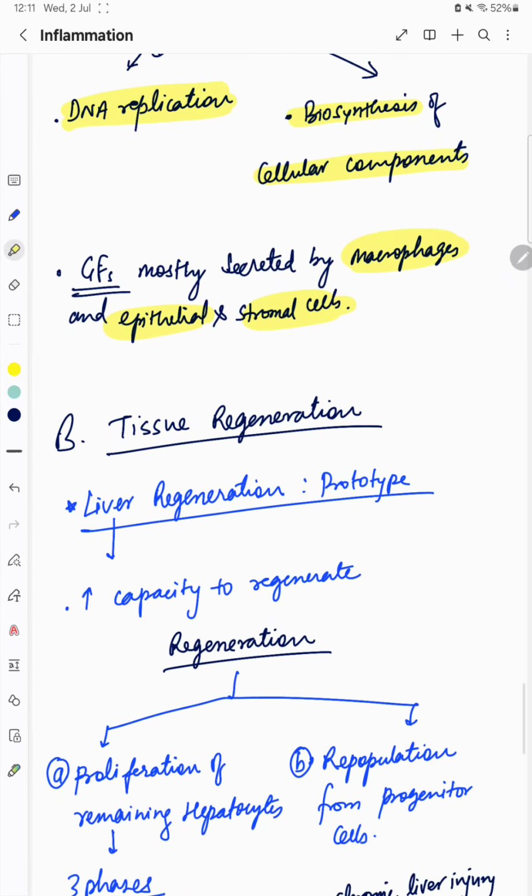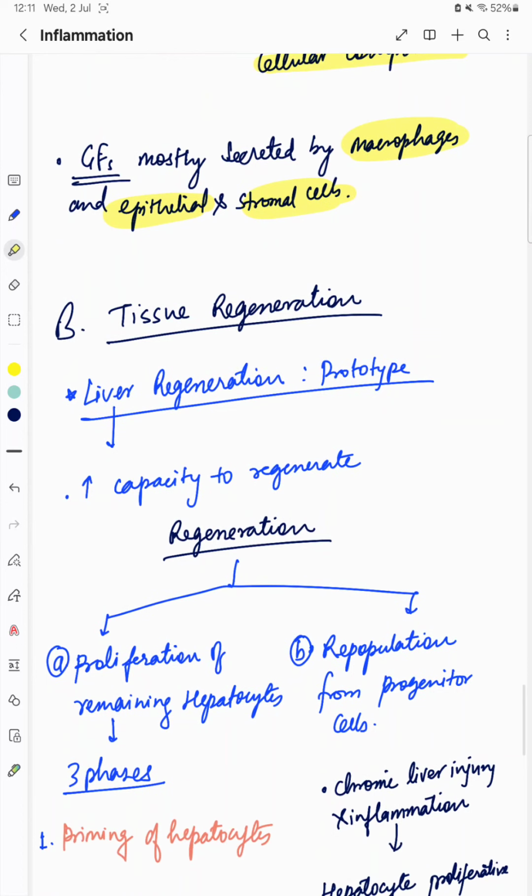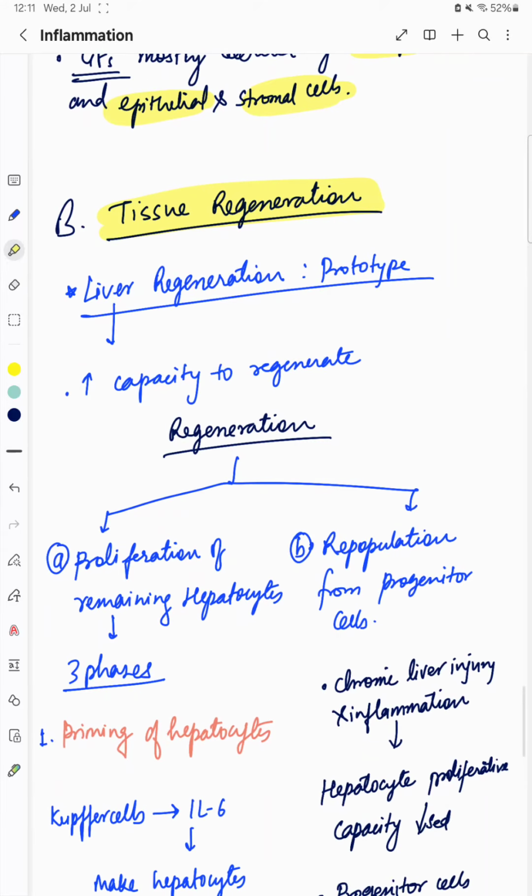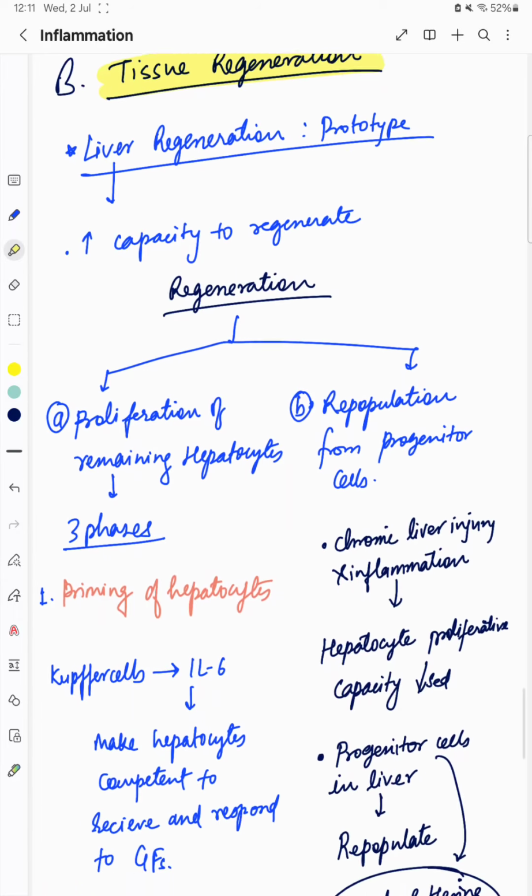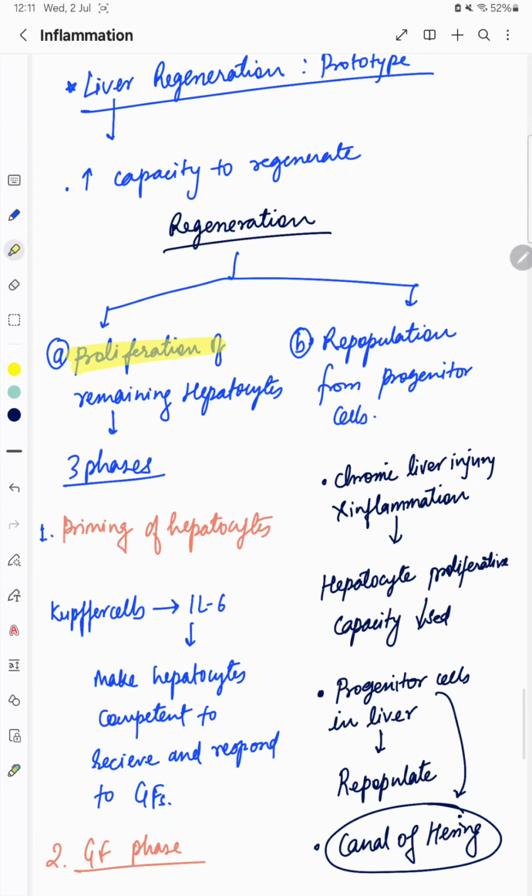Now we will see, after cell proliferation, tissue regeneration. We will discuss liver regeneration. This is a prototype example of tissue regeneration. Liver cells have a high capacity to regenerate. And how does this regeneration take place? By proliferation of the remaining hepatocytes.